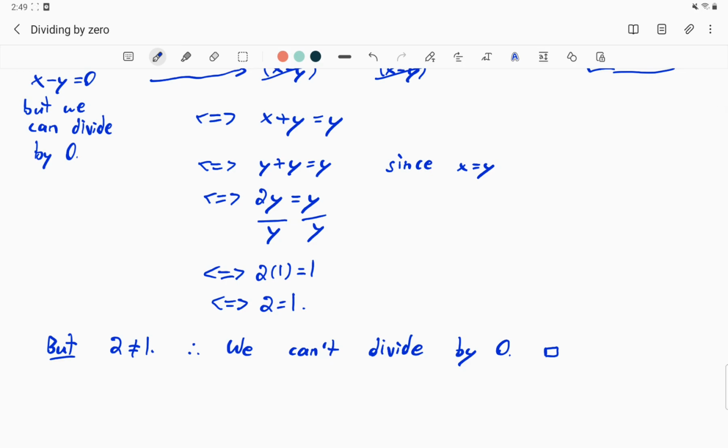You could show anything else. It doesn't have to be 2 equals 1. You can make any number equal to any number if you can divide by 0. And that is why we can't. It leads to a contradiction.